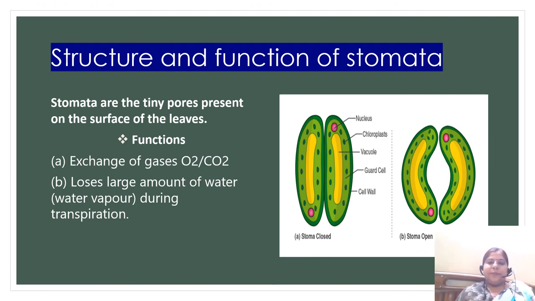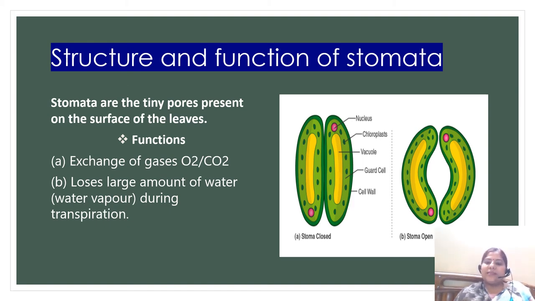So let's understand the structure and function of the stomata. You see this picture, this is of stomata. These are guard cells, also called kidney shaped cells. There is one stoma, which is the opening of the stomata, and this is the closed stomata. In this stomata, you can see this red colored nucleus, chloroplast, vacuole, this is guard cell and the cell wall.